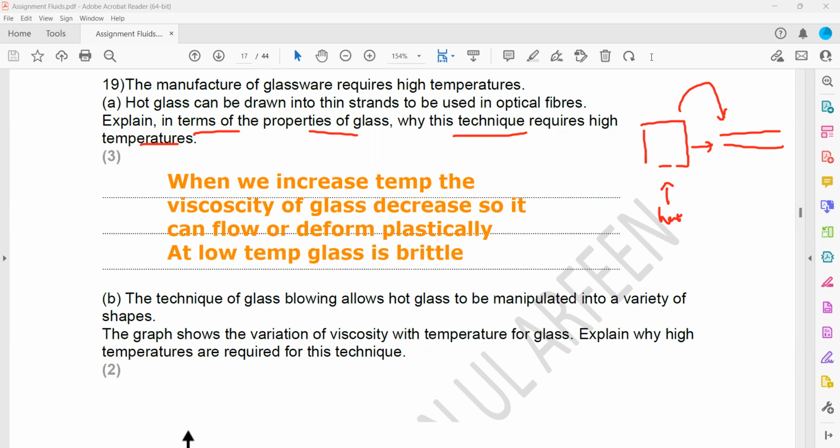So the marking points here: when we increase the temperature, viscosity decreases, that's one mark. Viscosity of the glass decreases and it can flow or deform plastically, that's the second mark. And the third mark, at low temperature the glass is brittle, meaning it cannot deform easily, or it can break down without deforming. So these are the points you have to include.